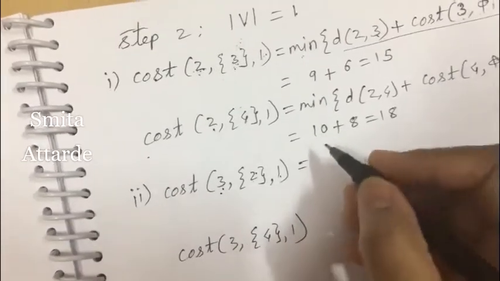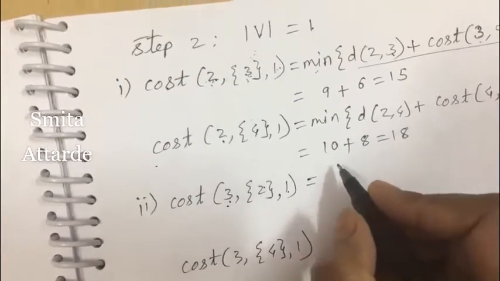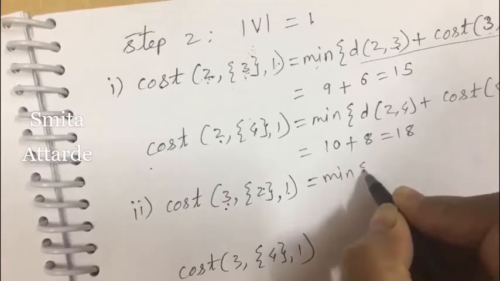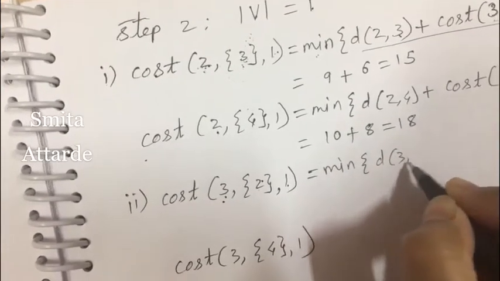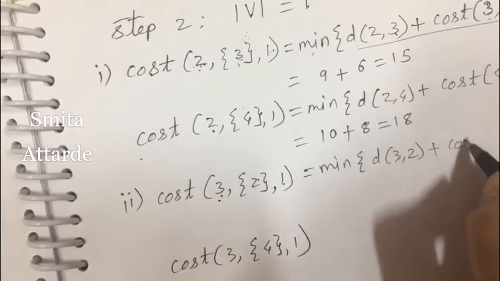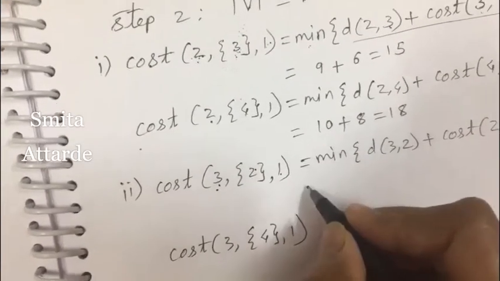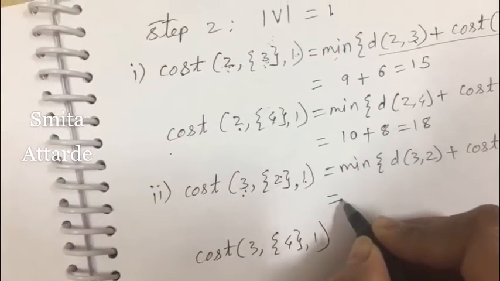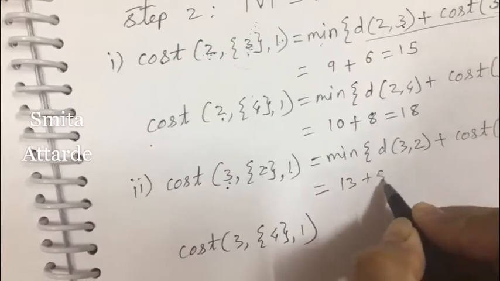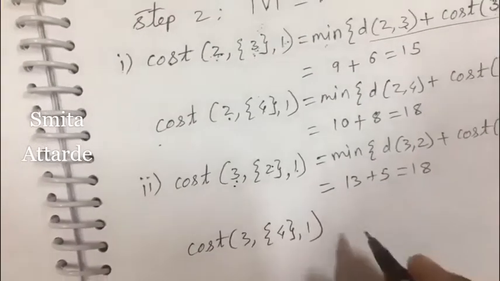So here we get min of distance of 3 2 plus cost of 2, null, 1. So this we get as 13 plus 5 equals 18.